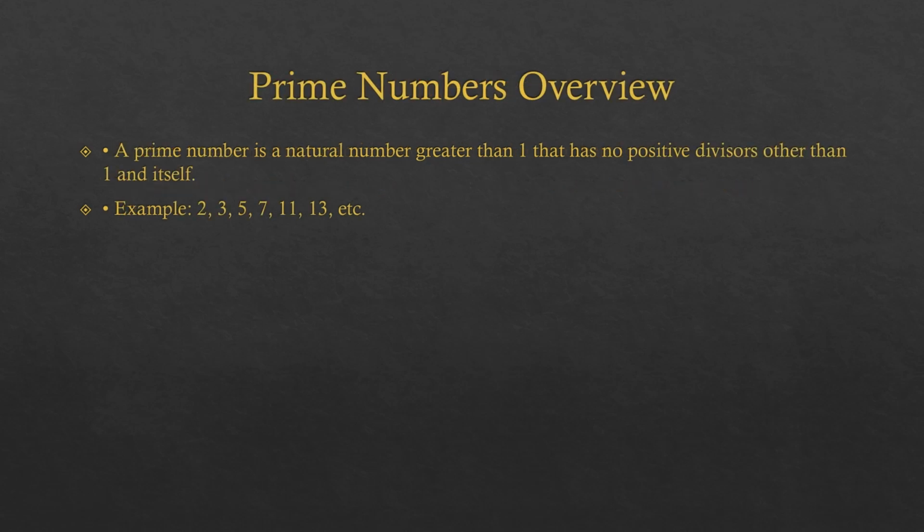Before we jump into the code, let's briefly discuss prime numbers. A prime number is a natural number greater than 1 with no divisor other than 1 and itself. For example, numbers like 2, 3, 5, 7, 11, and 13 are prime. These numbers are crucial for many applications in computing and cryptography.